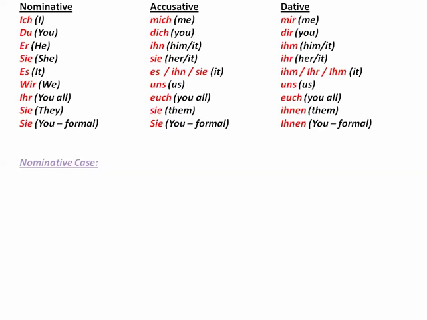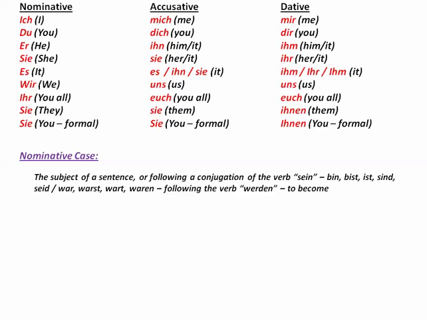Okay. So remember, the nominative case is for the subject of a sentence or following a conjugation of the verb sein. Could also come after werden.